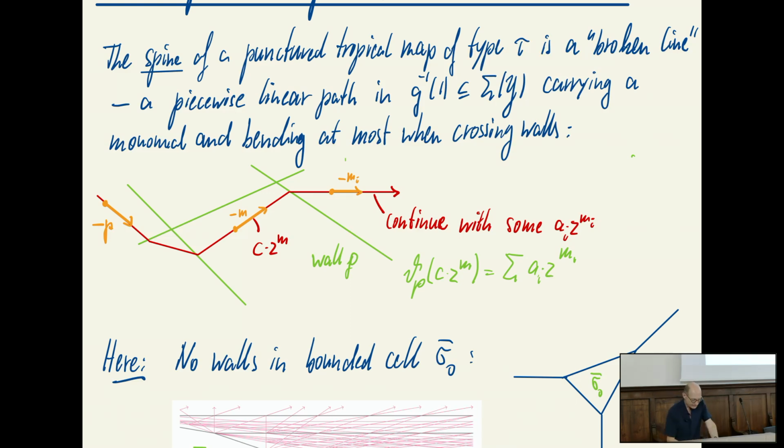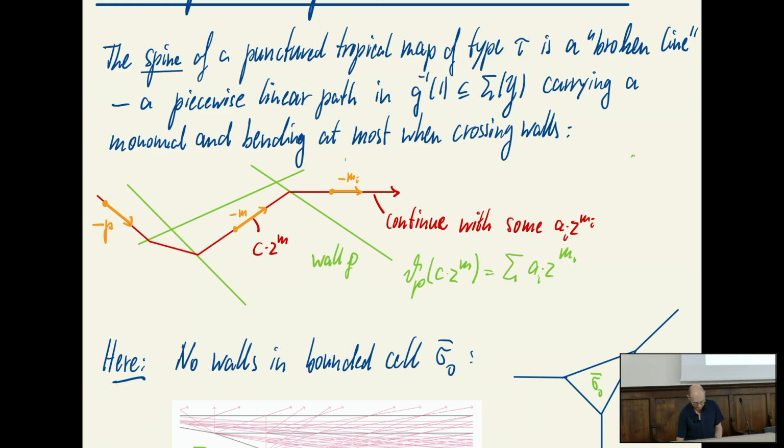A broken line is a piecewise linear path in this fiber over 1, carrying a monomial and bending at most whenever crossing a wall. So you would start with minus p somewhere from infinity. You can parallel transport somewhere, okay? That starts in some cone. And then at some point you hit a wall. You could just go through, okay? Or you bend. What's the rule for bending?